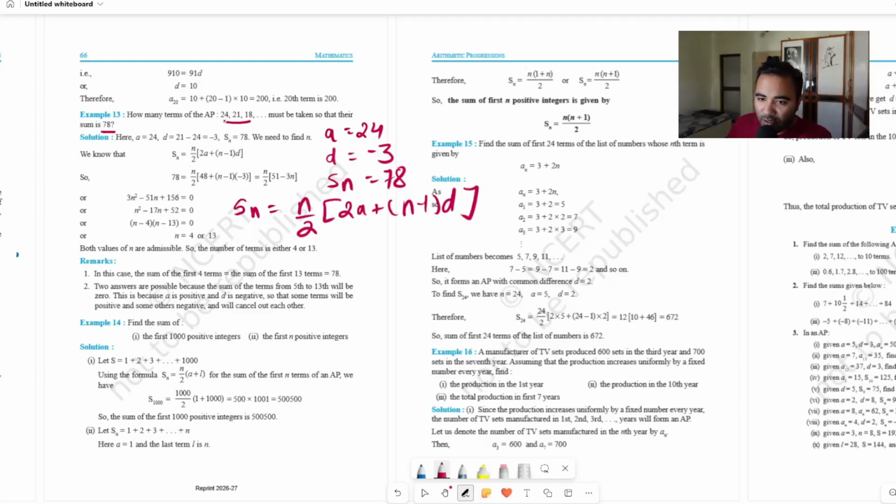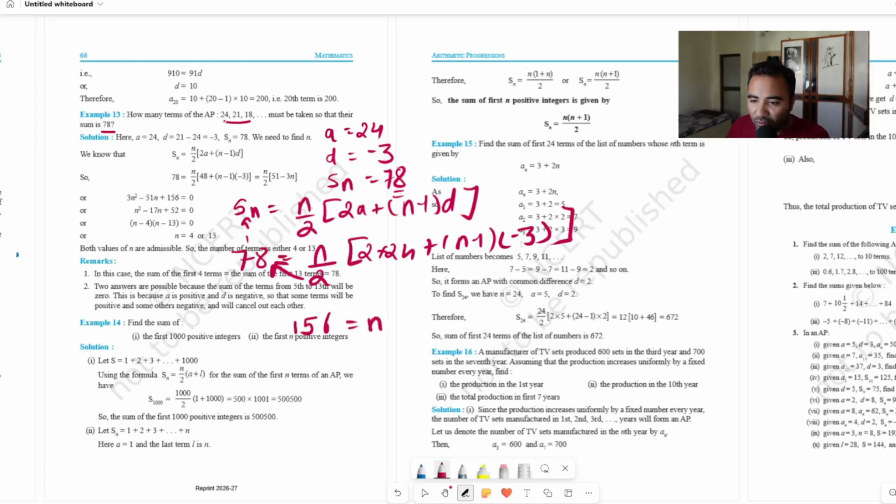So simply in the place of Sn I can write 78. 78 is equal to, we don't know what n is, so we'll just let n be, into 2 times a, which is 24, plus n minus 1 and d is minus 3. You have to be very careful when you are solving these questions. Now 2 goes over here, 8 twos are 16, 7 twos are 14, 14 plus 1 is 15, so 156 is equal to n, 24 twos are 48.